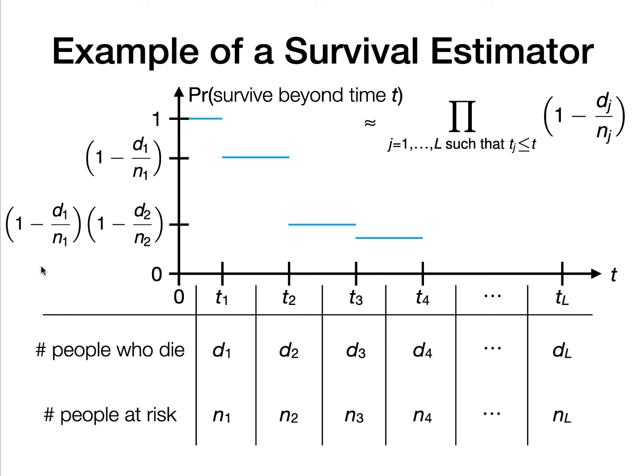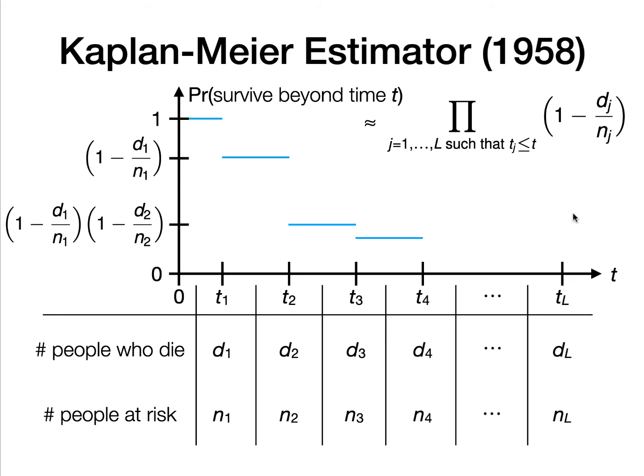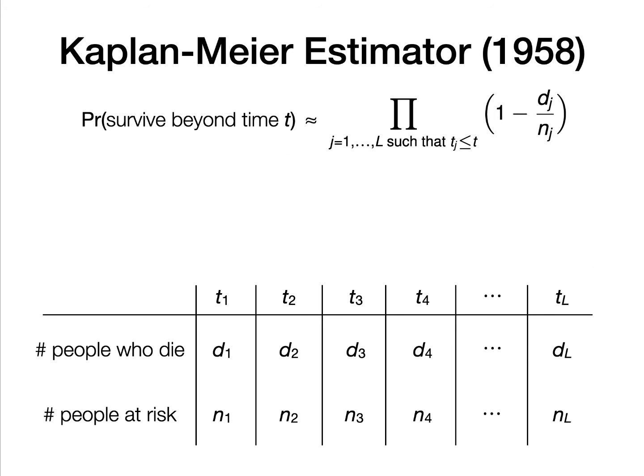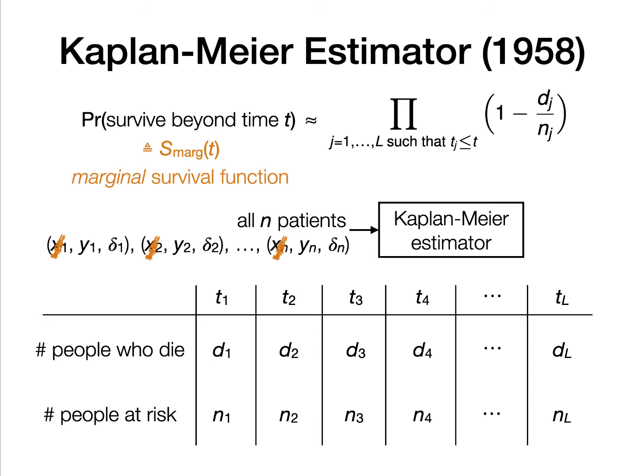We're multiplying the empirical probabilities of surviving from time 0 to t1, t1 to t2, t2 to t3, and so forth, all the way until time little t that we plug in here. Okay? This thing has a name. This is the classical Kaplan-Meier estimator. I'll refer to this as estimating the marginal survival function because it doesn't depend on feature vectors. You can think of this as you have all n of your patients, you ignore their feature vectors, and then you just throw them into this Kaplan-Meier estimator and you get this estimate of the survival curve out.